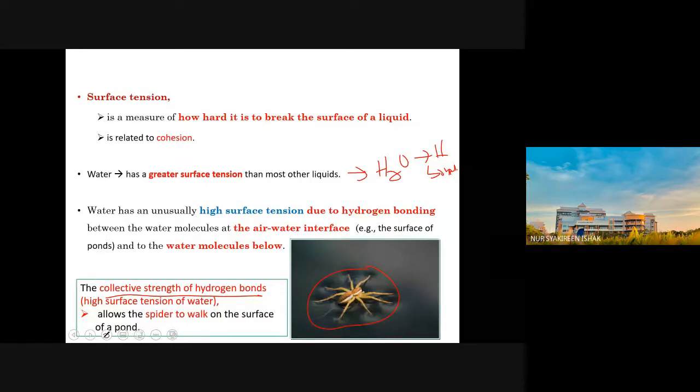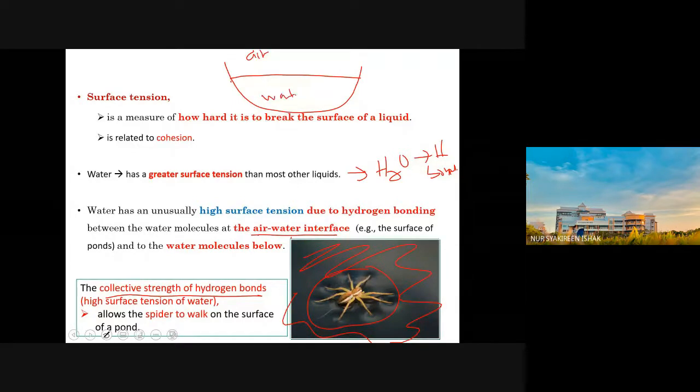Water has an unusually high surface tension due to the hydrogen bonding between water molecules at the air-water interface. Ini permukaan air ni, kita panggil dia sebagai air-water interface. Kalau saya draw kat sini, contohnya, kolam lah, whatever lah, kolam ke, beaker ke, cawan ke. So this is the surface of the water, this is the air, this is water. Water molecules at the surface will form hydrogen bonds with each other. So yang purple ni lah saya tulis, saya tak ada ruang untuk saya buat dot-dot, saya buat a straight line.